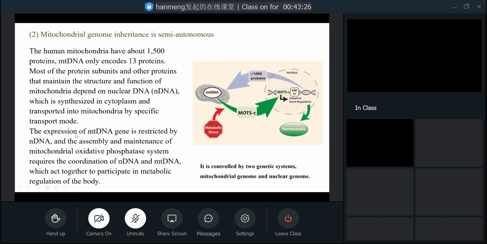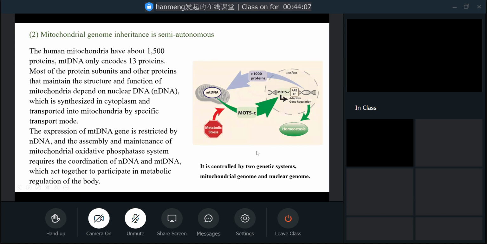So the expression of the mitochondrial DNA gene is restricted by the nuclear DNA. And the assembly and maintenance of the mitochondrial oxidative phosphorylation system requires the coordination of nuclear DNA and mitochondrial DNA. They work together to participate in metabolic regulation of the body. So the mitochondria is controlled by two genetic systems, the mitochondrial genome and the nuclear genome.